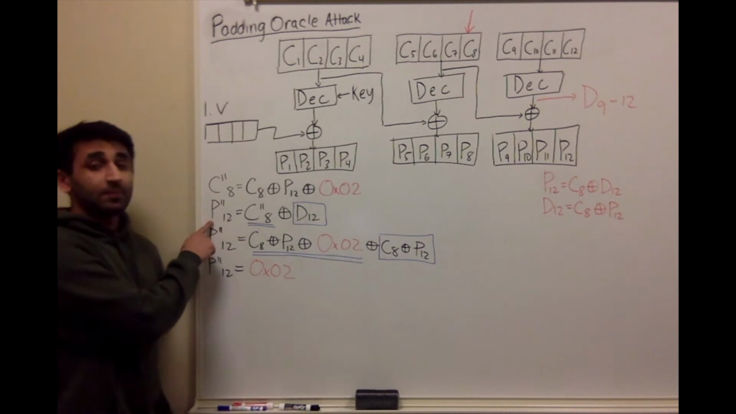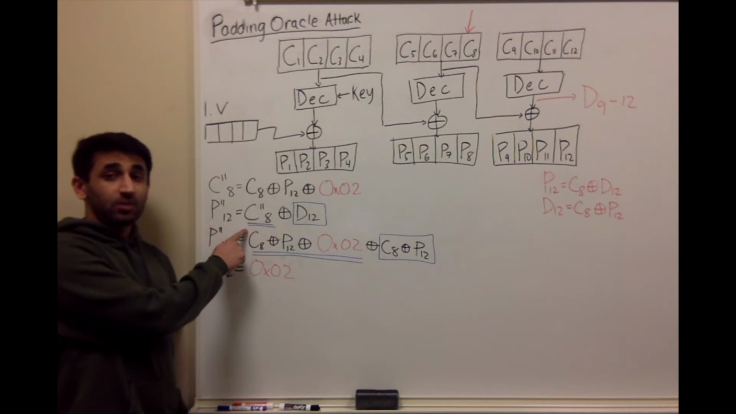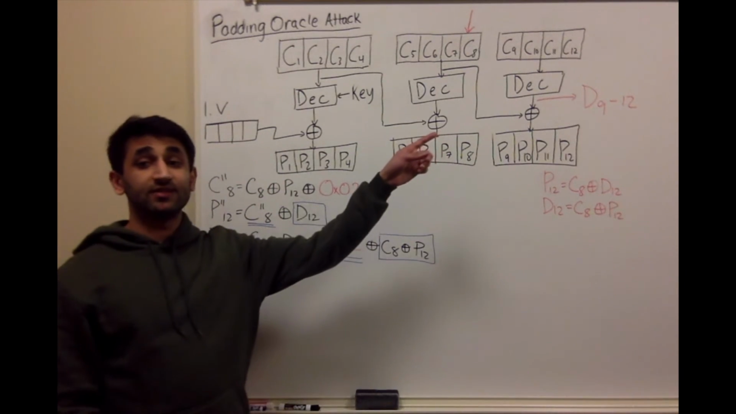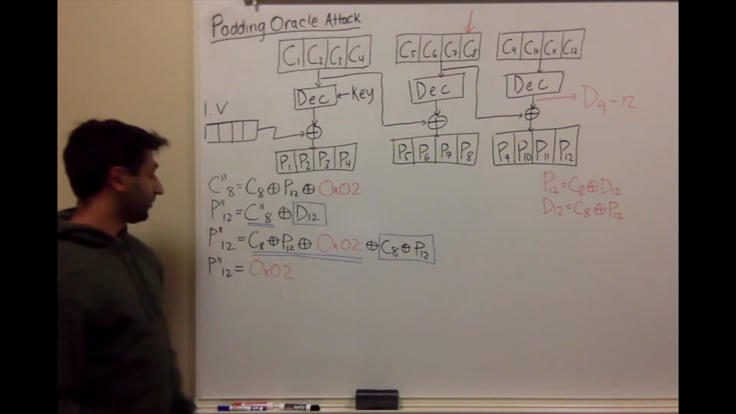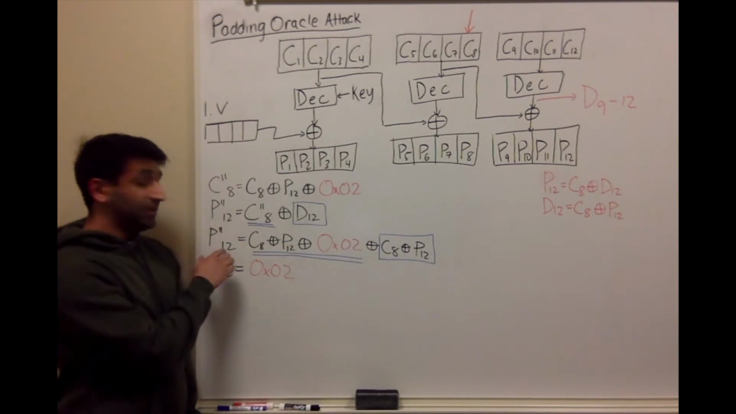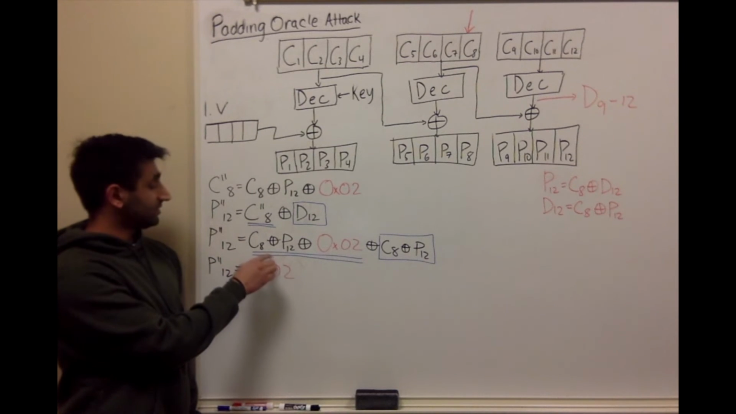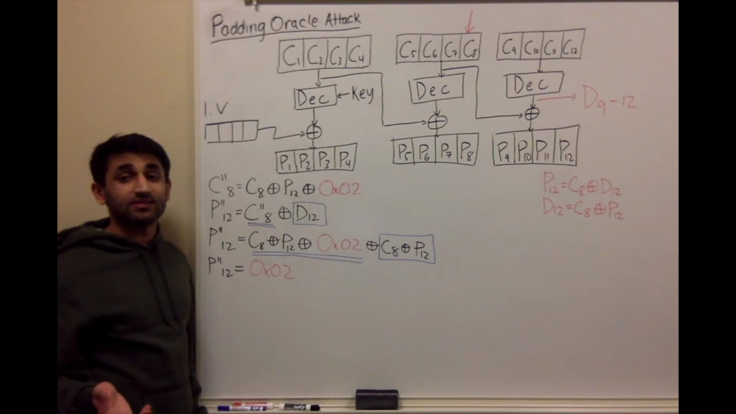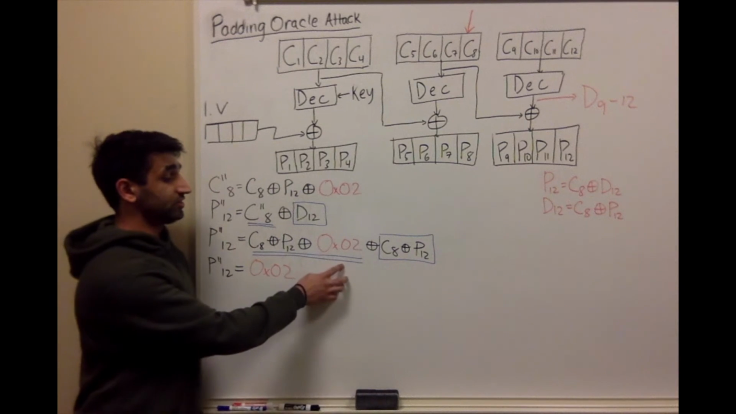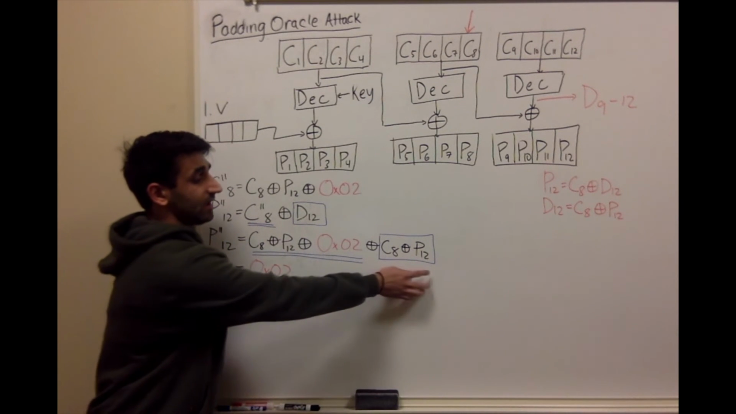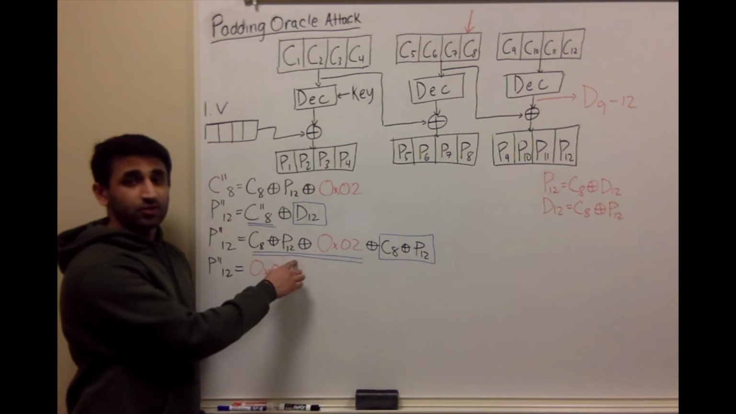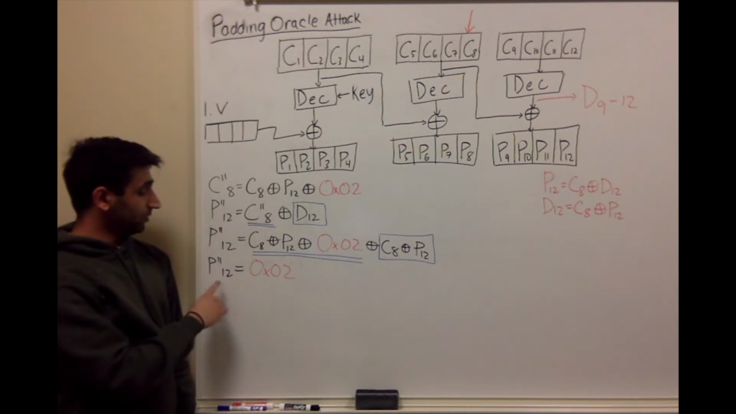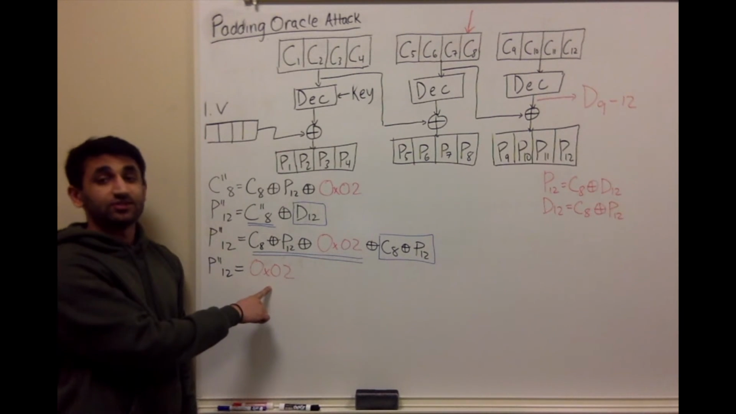So we can define P double prime of 12 as C double prime of 8 XORed with D12. This is based off of these two equations and what we've defined as D12, or D in general, right? So we can do a simple substitution. P double prime of 12 is equal to C8 XORed with P12 XORed with the value we want to show up in P12 spot, 0x02, XORed by C8 and P12. And this P12 and this P12 will cancel, this C8 and this C8 will cancel, and we will get a new P12 of 0x02.